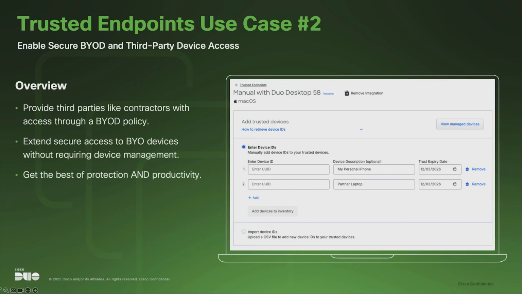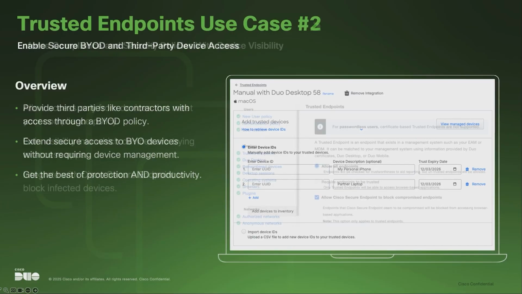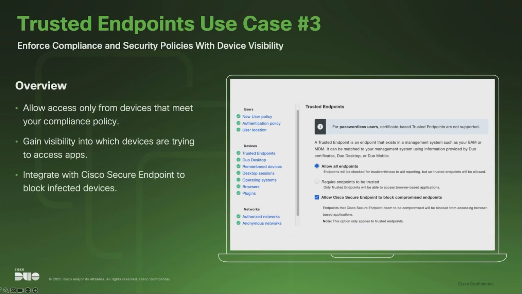And finally, here's how you can enforce compliance and keep your environment safe by knowing exactly which devices are accessing your applications. I'm mentioning compliance again, yes. Why am I doing that? Well, because it's a pretty big deal, and you need to make sure only secure, compliant devices get through. Trusted Endpoints gives you clear visibility into which devices are accessing your applications. You can enforce policies that check device management status and even integrate with Cisco Secure Endpoint to block devices that are infected with malware. This way, you're not just granting access, you're granting safe access.